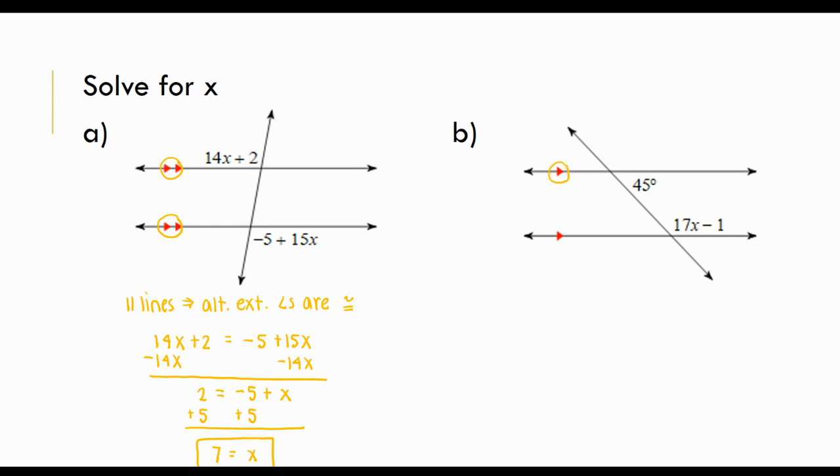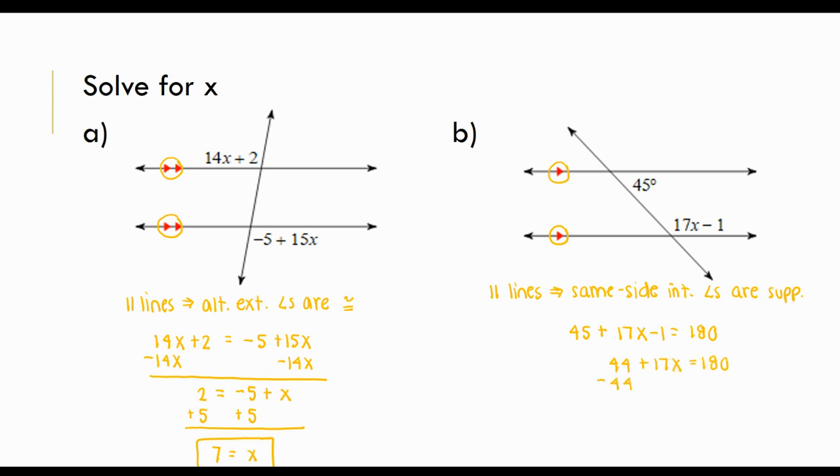In part B, we've got our parallel lines. Notice that the two angles that I have are interior and they're on the same side. So when I have parallel lines, I know that same side interior angles are supplementary. So supplementary means that I add them up and I set it equal to 180. So 45 plus 17x minus 1 equals 180. So I've got some like terms on the left. 45 minus 1 means we'll have 44 plus 17x equals 180.